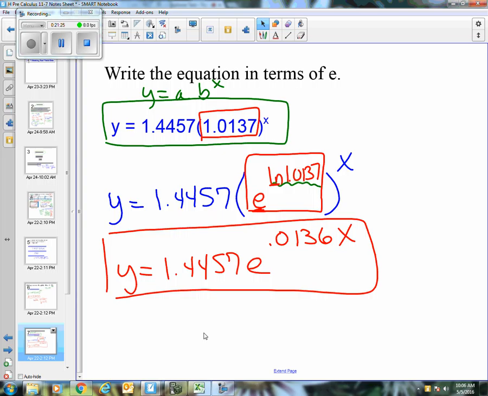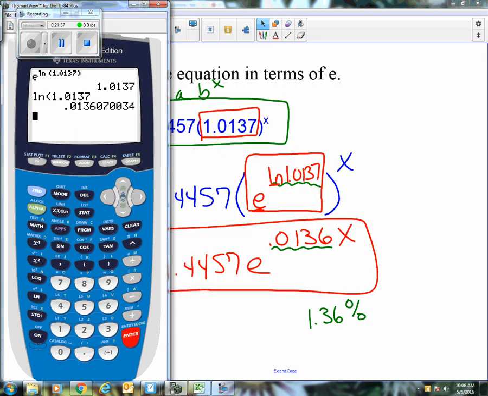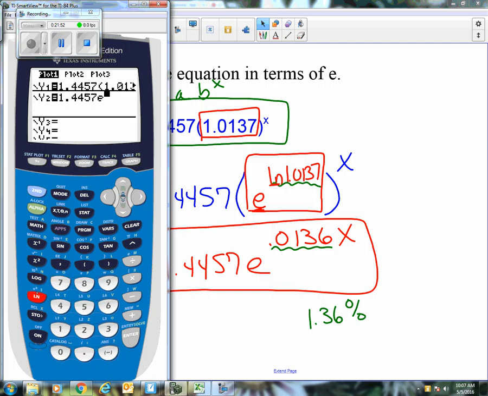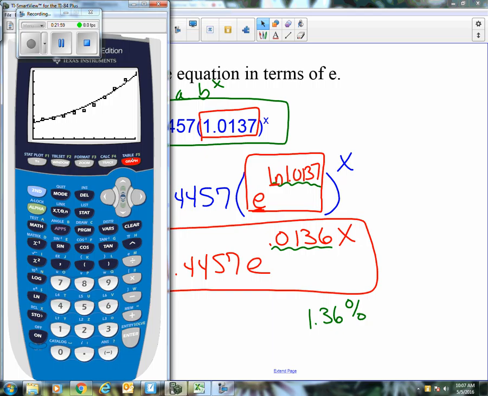Now, the cool thing is when it's written in terms of e, I can look at this exponent and say, oh, yeah, I know it's growth because it's greater than 0, and it would be 1.36% growth per year. Now, go back to your graphing calculator, go to your y equals. I want you to type in y2. So keep our original equation we had, but type in your new equation. So 1.4457 times e to the 0.0136x.